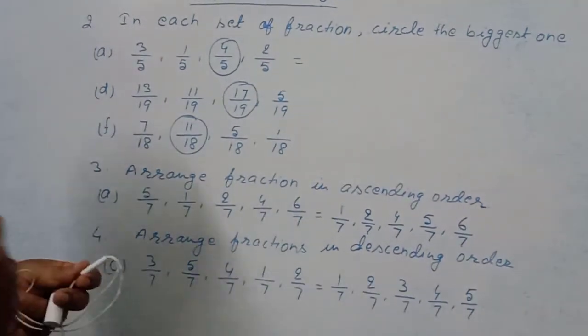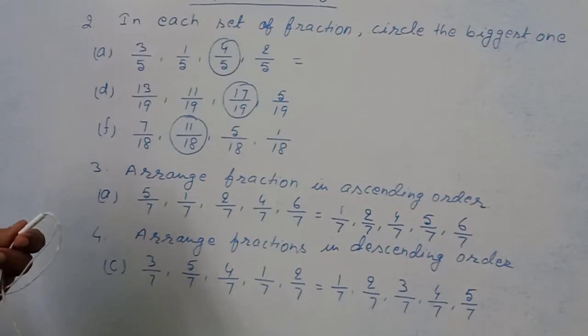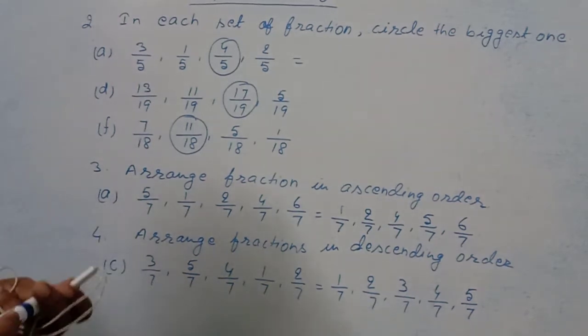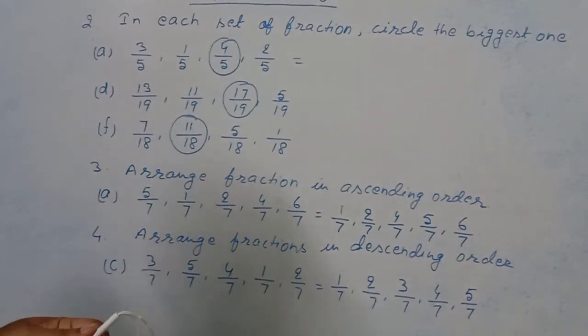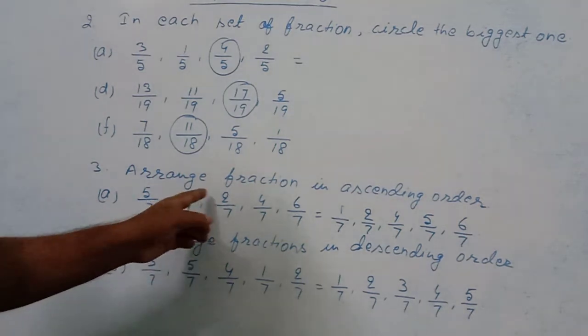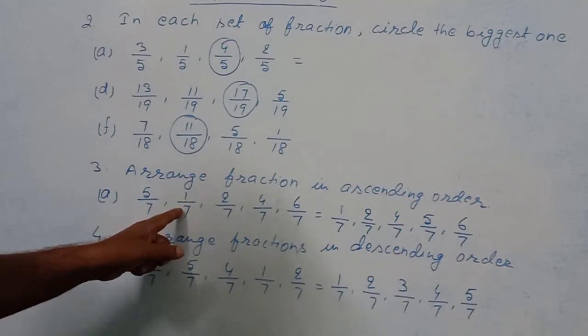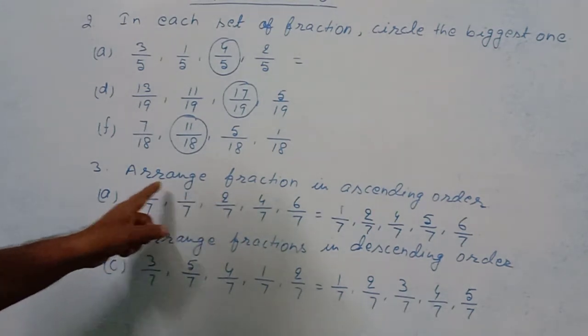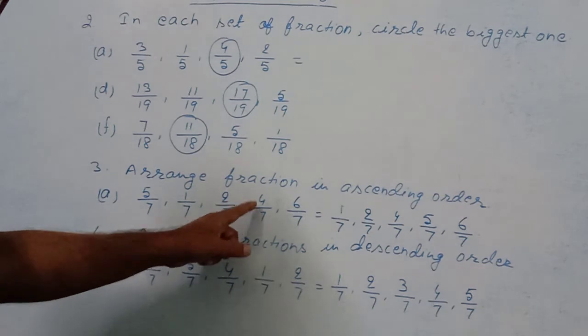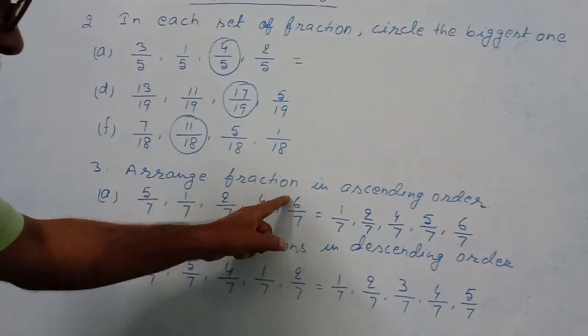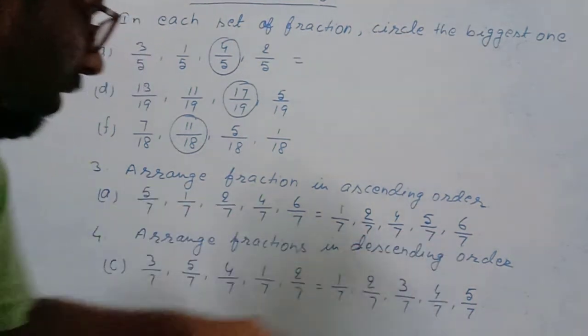Now question number 3, arrange fractions in ascending order. Arrange fractions in ascending order means in increasing order. So we will arrange these numerators in increasing order with the denominator. 1 by 7, 2 by 7, then 4 by 7, 5 by 7 and 6 by 7. I have written the answer here.